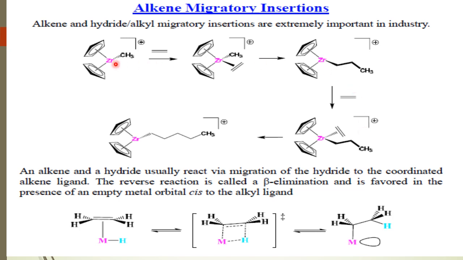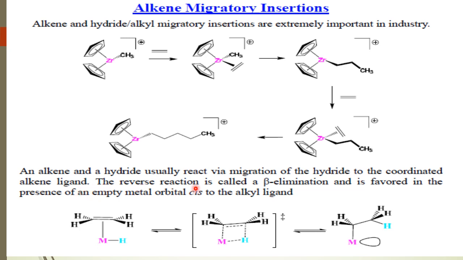So I'm repeating again. This is a zirconium complex, and the CH3 group is there. When we add this alkene group, this is neutral and this is anionic, so it links to this end and extends the bond, and a new compound is generated. Further addition of another alkene group, this is the neutral ligand and this is the anionic group, so it links to this end and extends, so this type of bonding will be formed. Okay, so alkene and hydride usually react via migration of hydride to the coordinated alkene ligand.